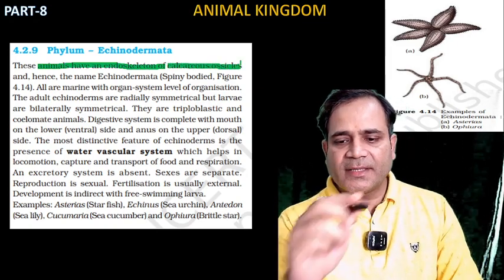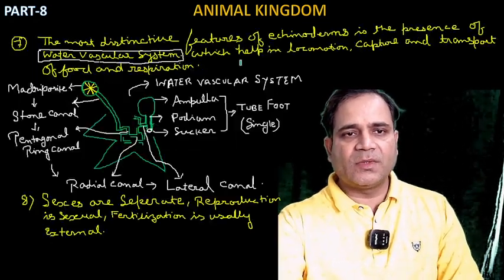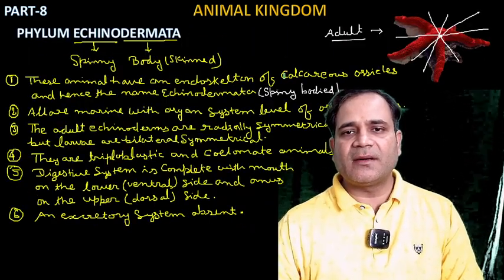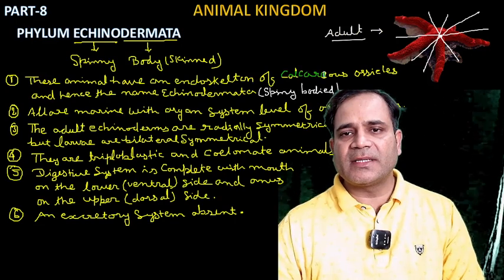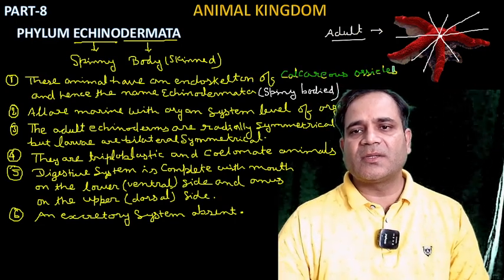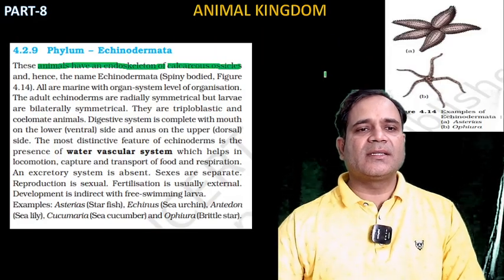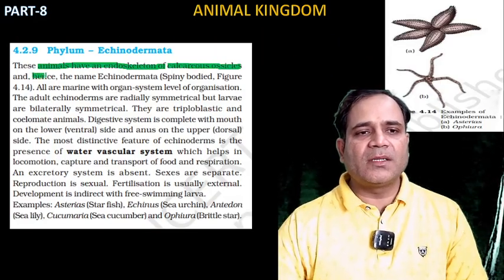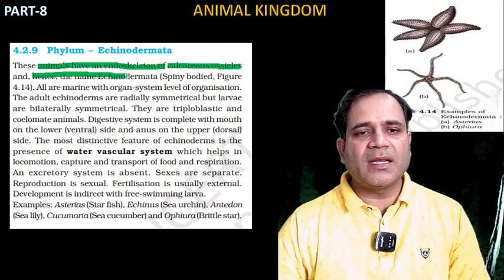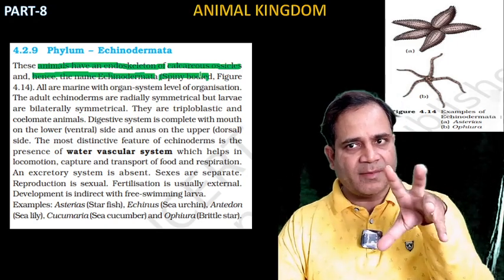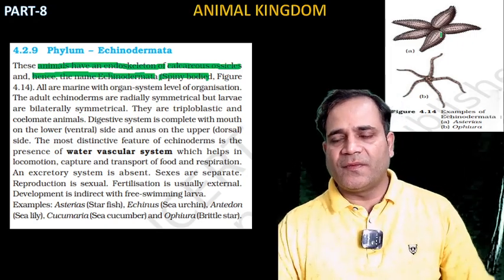I told you this one thing: calcareous ossicles. I have written here calcareous ossicles, and NCERT also has written calcareous ossicles. Hence the name is what? Echinodermata, and Echinodermata means spiny bodied, my dear. Correct? Spiny bodied.